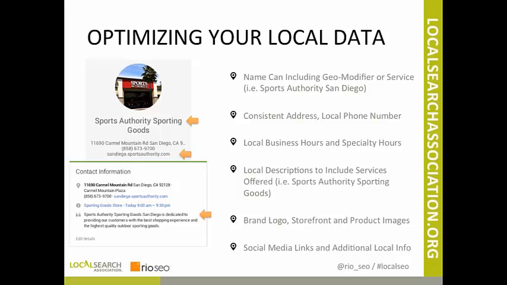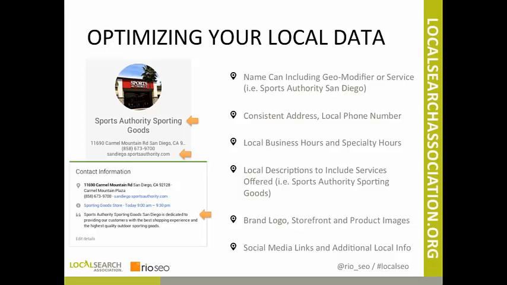Localized descriptions to include services offered like sporting goods. Something like Sports Authority Sporting Goods in San Diego is dedicated to their customers with the best shopping experiences and the highest quality outdoor sporting goods. That description is optimized. It has local terms in it. It has the products and services that the store offers, and that's going to be the juice and the content that helps deliver Sports Authority higher rankings around the terms for the services and products they sell within their stores and within those markets.